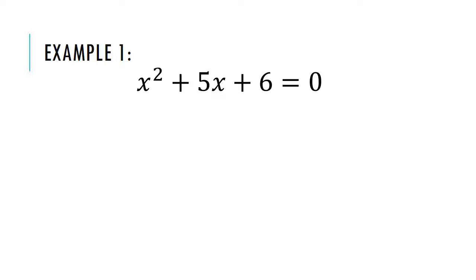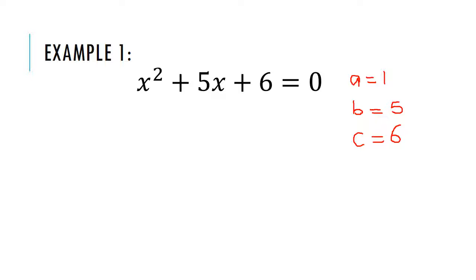So let's take a look at our first example. We have x squared plus 5x plus 6 equals 0. Now, in this equation, we have the values of a, b, and c. A is equal to 1 because it's the coefficient next to x squared. B is 5 because it's the coefficient next to x. And c is 6 because it's the constant in the quadratic equation, which is equal to 0.